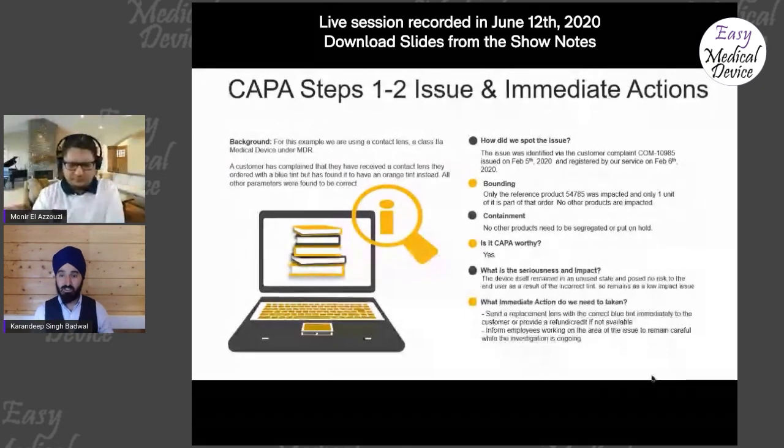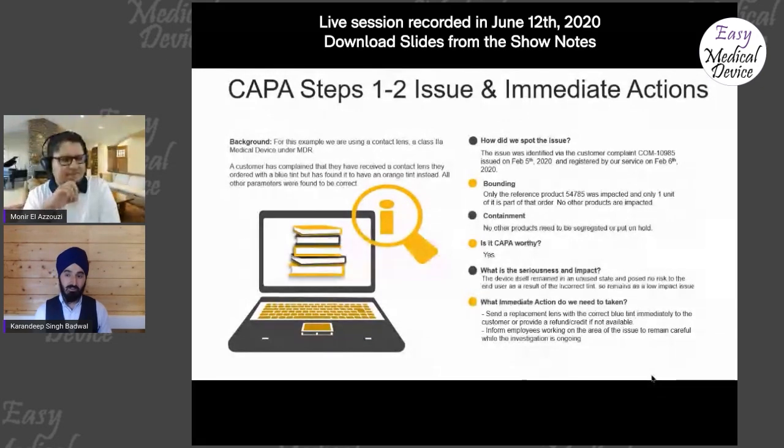So how do we identify the issue? It came from the customer complaint. A customer complained that they received a contact lens and they ordered one with a blue tint, but found that unfortunately it had an orange tint. All the other parameters were perfectly fine with the lens. So we go back here right now. How do we spot this issue? This issue was identified via a customer complaint. We have our customer complaint number there, which we have logged on our system. It was issued on February the 5th, 2020, and it was registered by us the following day, February the 6th, 2020, which is a 24-hour turnaround period.